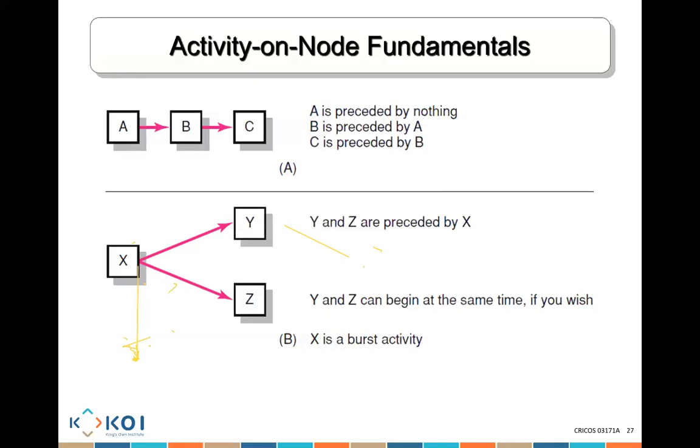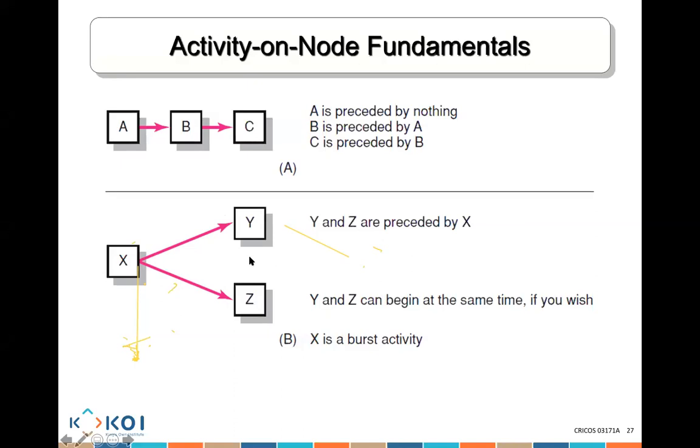Can you see how the hands are open? Can you see my mouse? Yeah, I can. It's open, okay? So two activities are bursting. From X, we're getting Y and we're getting Z. Does that make sense? Yeah.